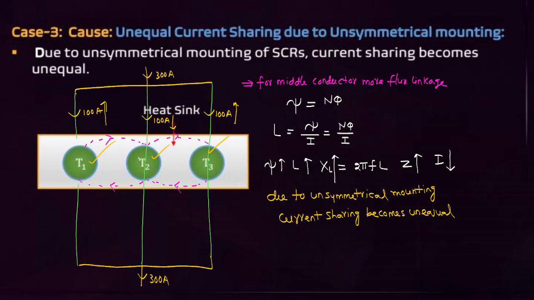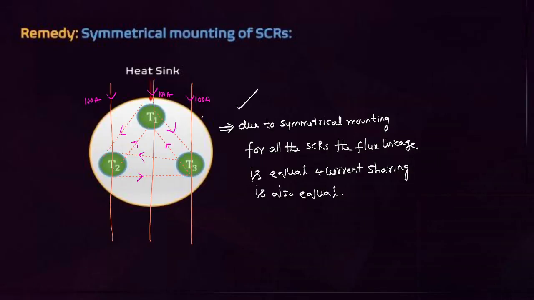Because if it is unsymmetrical mounting, for the middle SCR, the middle conductor has more flux linkage. Because of more flux linkage, there is more impedance, and current sharing becomes unequal. This type of mounting is called unsymmetrical. That is, in a parallel connection, due to unsymmetrical mounting, current sharing becomes unequal. To equalize the current sharing, you have to use symmetrical mounting. This type of mounting is called symmetrical mounting. That is the problem, and this is the remedy.